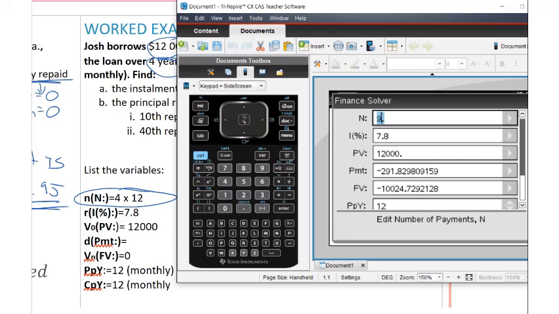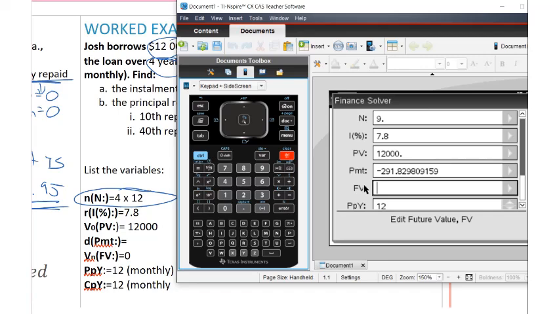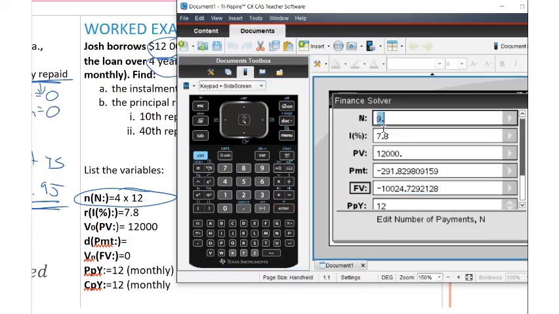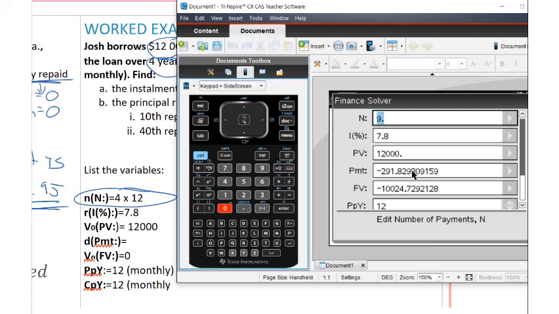N is the 9th repayment, so I type in N up the top. My interest is the same. My PV is the same. My payments are 291.83 as from before. And because I've already calculated it, I just go enter there, and it shows me that V9 is $10,024.73.